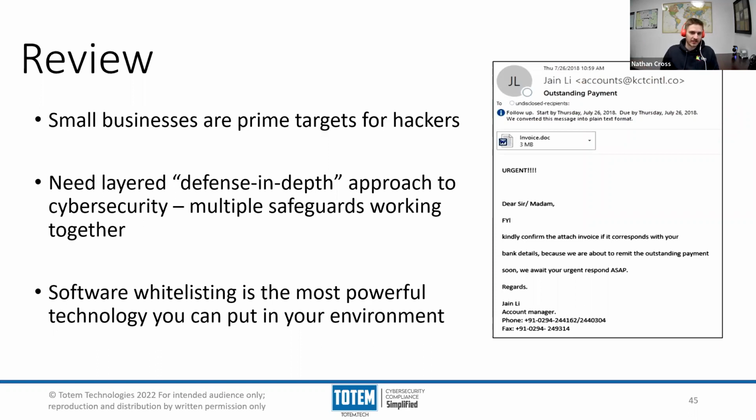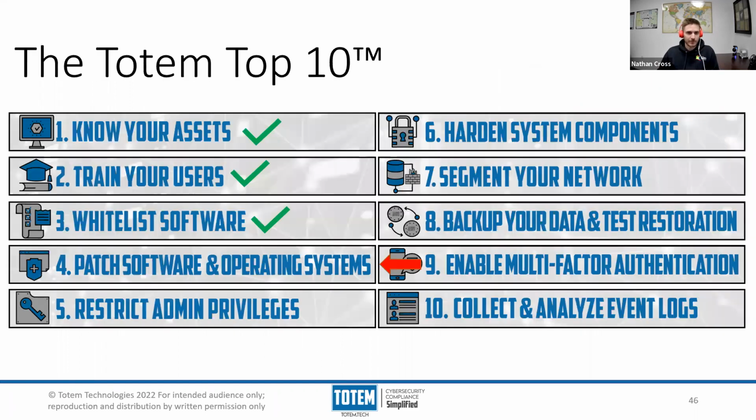This helps protect against malware execution. It helps protect against unknown programs being installed. And it's really just a nice safety net to help catch anything that may try to slip through any of our other controls. So, super powerful technology. We recommend you consider software whitelisting. Well, this is where we stand so far in our series. We have covered three controls so far, as I mentioned: know your assets, train your users, and whitelist software.